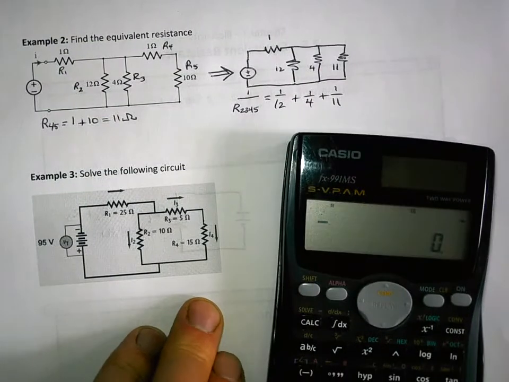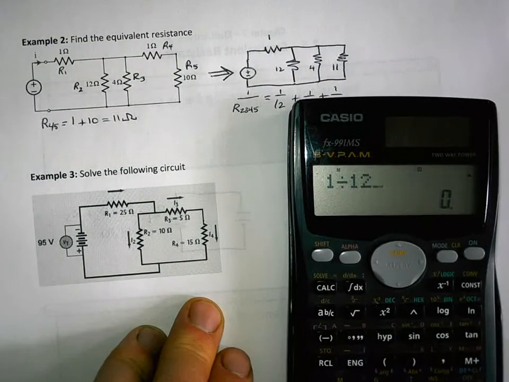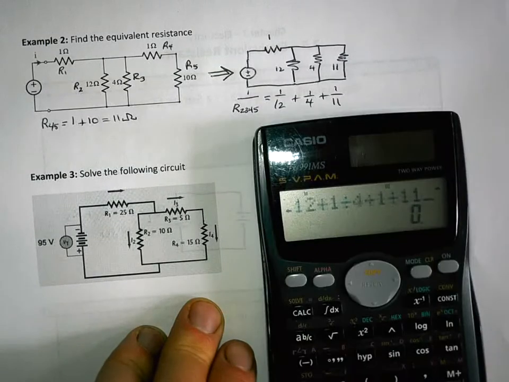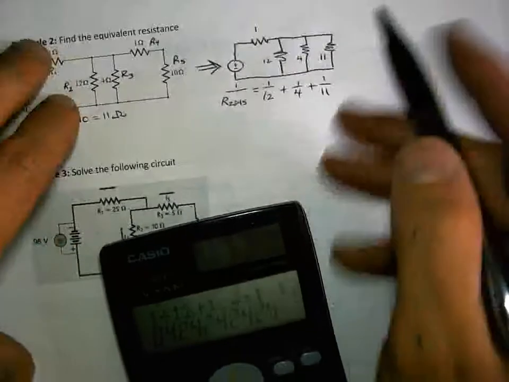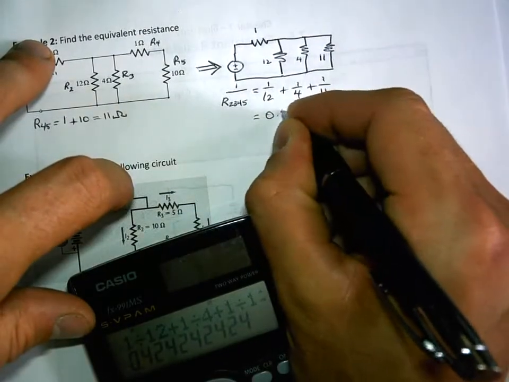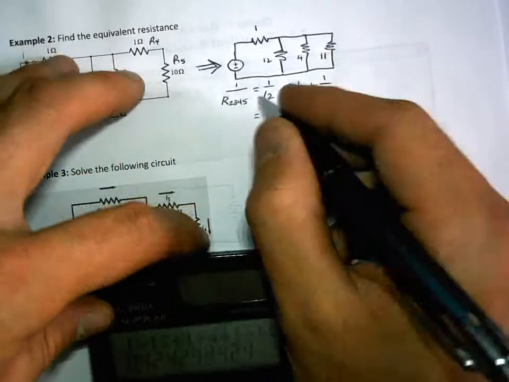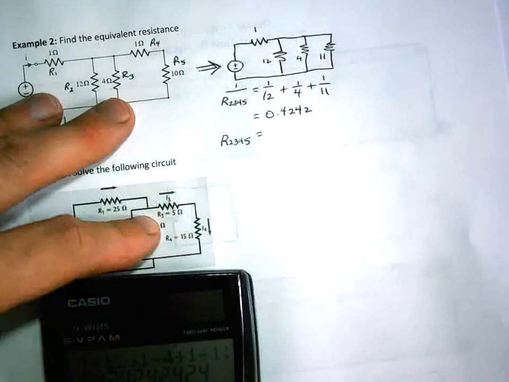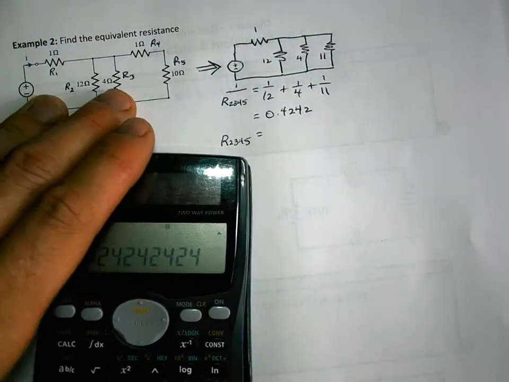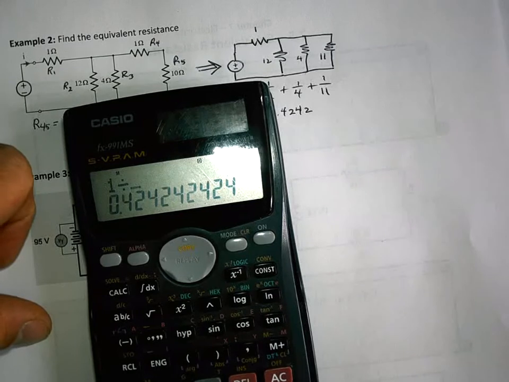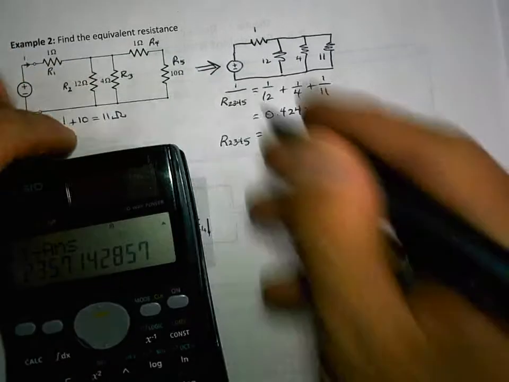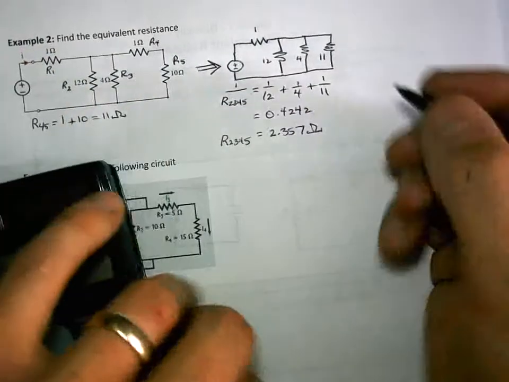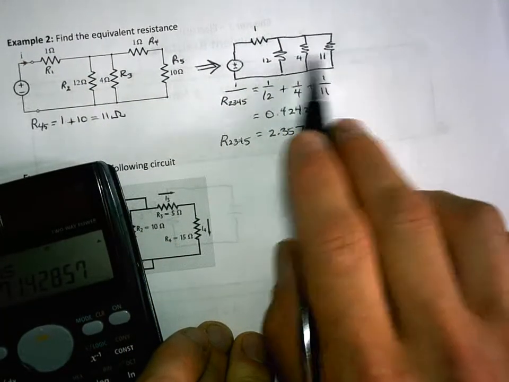So now I have 1 divided by 12 plus 1 divided by 4 plus 1 divided by 11. And that gives me 0.4242. So then to find R2345, I have to find 1 over that number, 1 divided by answer, and I get 2.357 ohms. Does that make sense? Yeah, it should be a number that's smaller than each of these numbers.